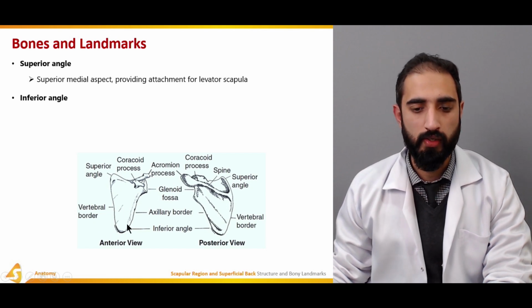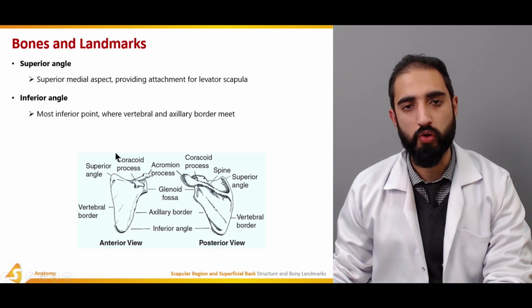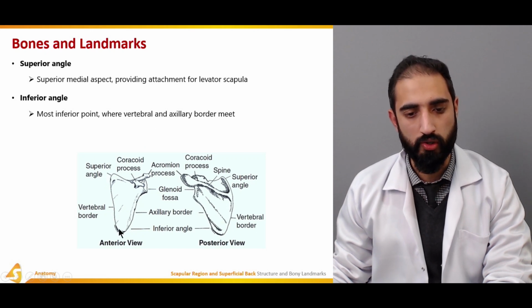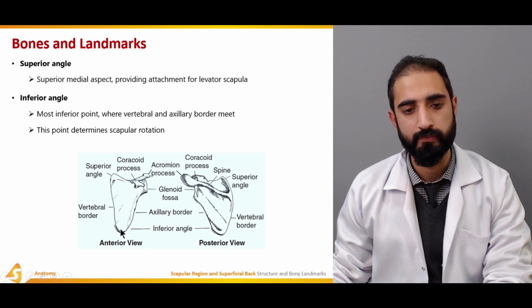Then we have the inferior angle. It is the most inferior part of the scapula, and this is where the vertebral and axillary borders meet. This one here on the medial side is the vertebral border, and this one on the lateral side is the axillary border, and they both meet at the inferior angle.